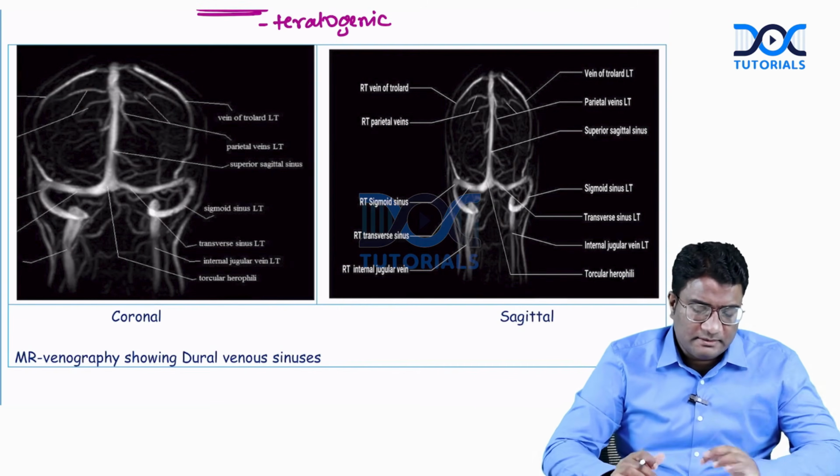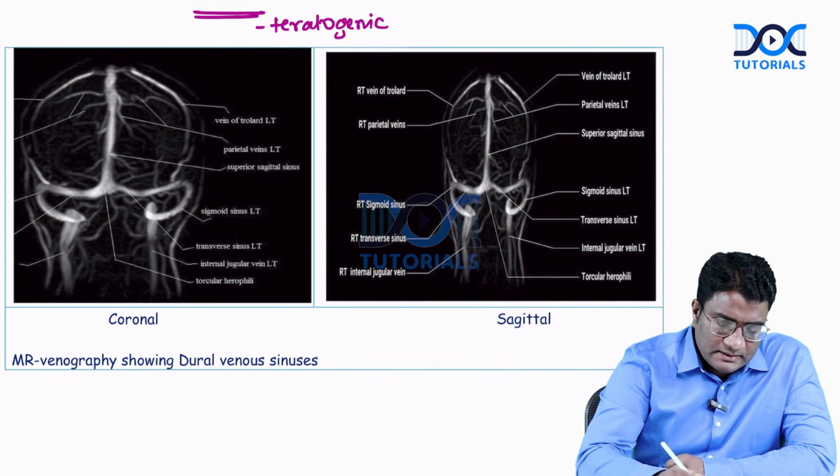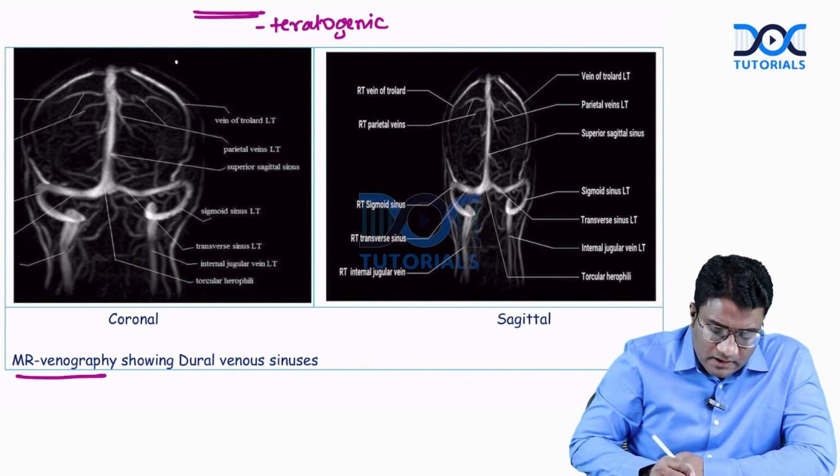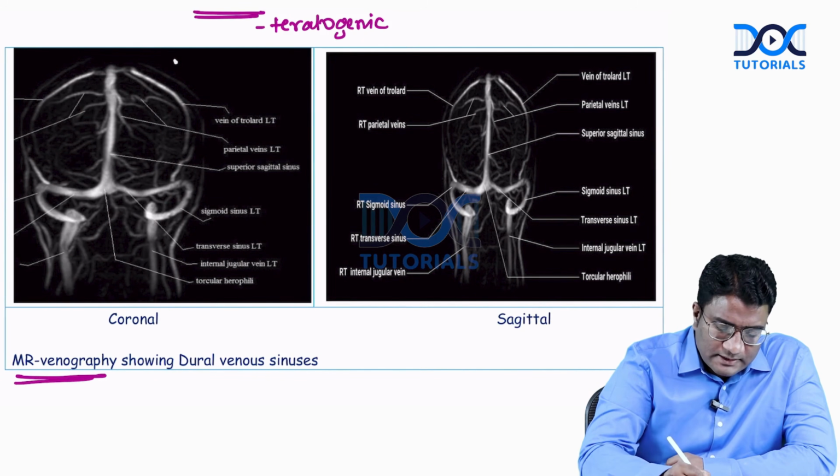Now what do you think these images are showing you? This is MR venography, because it is showing you the dural venous sinuses.